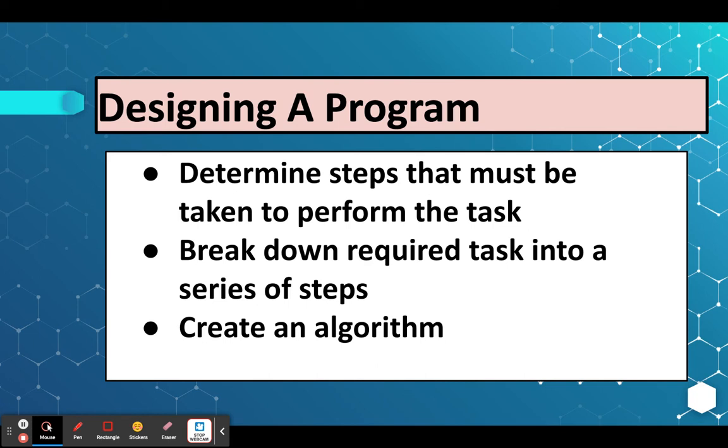So importantly, again, you're determining the steps that must be taken to perform the task, right? There's a beginning, again, a middle, and an ending. What is the final product? What is the final task? You break down the task into required steps. Okay, you iterate, you keep going back and forth to make sure that you got the steps in the correct order. Then you create the algorithm. The algorithm is the actual programming itself.